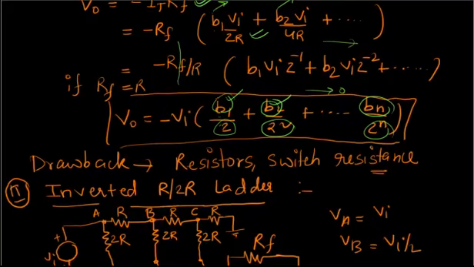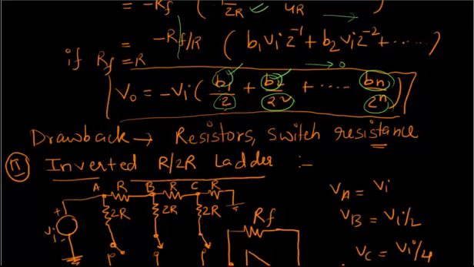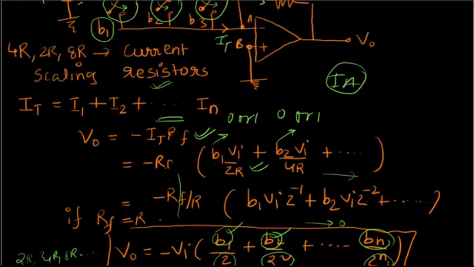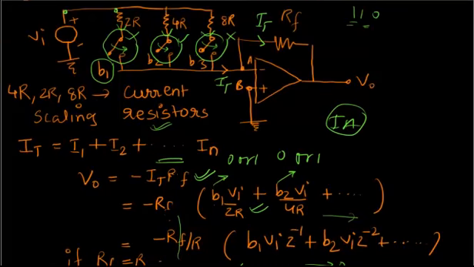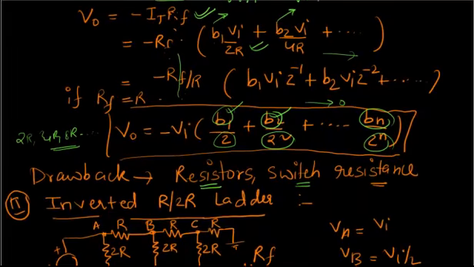Okay, now this method has a major drawback. What is the drawback? You need resistors of all powers of 2, 2R, 4R, 8R, and so on. Now it's very difficult to find these resistors in the market because you don't get such accuracy in the resistors. So that is a major drawback. Next is the switch resistance. These switches which we are using here will offer some resistance. Due to this resistance, the formula which we have calculated may not be accurate.